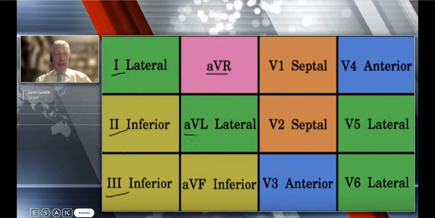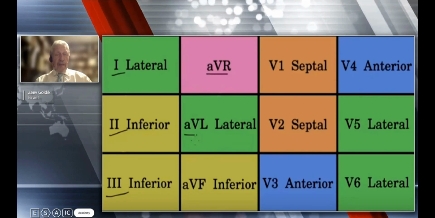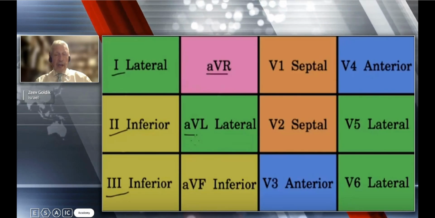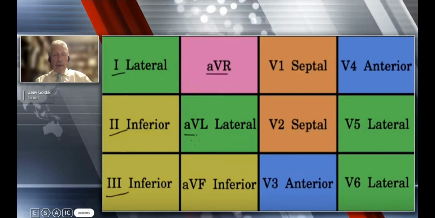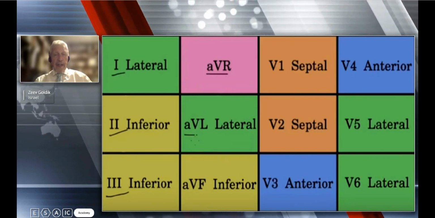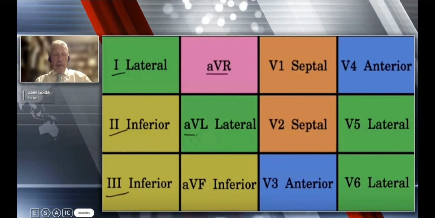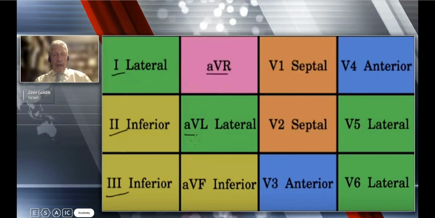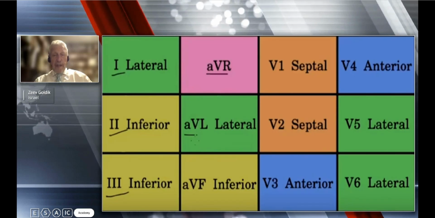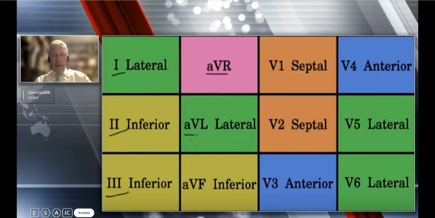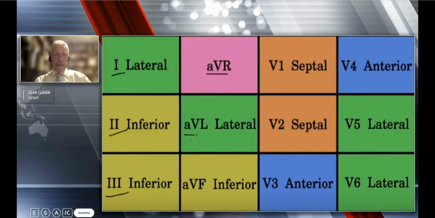One, if we look at 1, AVL, V5 and V6, we have the lateral wall. 2, 3, and AVF, the inferior wall. V1 and V2, septal. And V3 and V4, anterior walls.